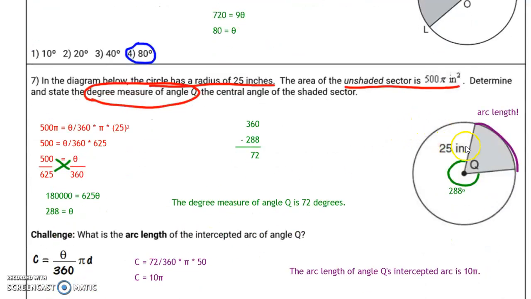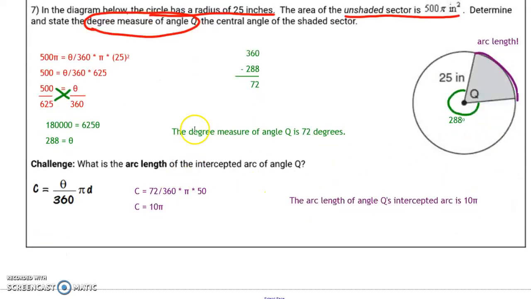And in this case, we're given the unshaded area, which is 500 pi. So I found the angle for the unshaded region, which is 288. And then I knew that 288 degrees is only part of the circle. 360 minus 288 is going to be 72. So this angle Q is 72 degrees.